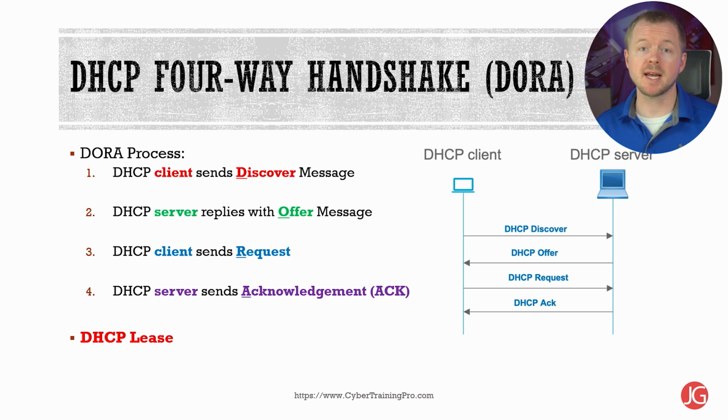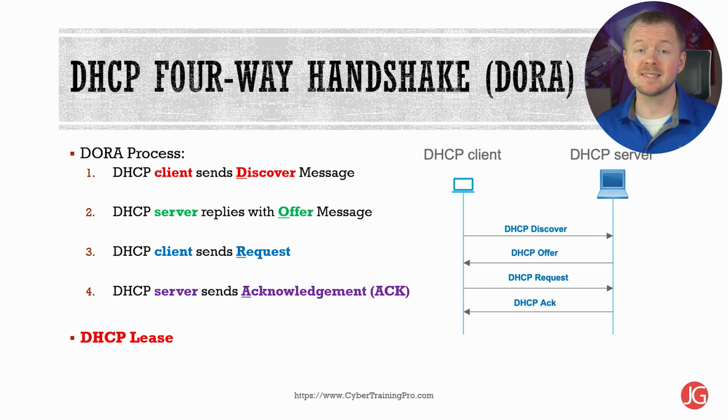It starts out with DHCP clients connecting to the network, and they broadcast a DHCP discover message asking for the DHCP server. Then the DHCP server replies to the DHCP client with a DHCP offer message that includes an IP address, subnet mask, gateway, and other relevant information.